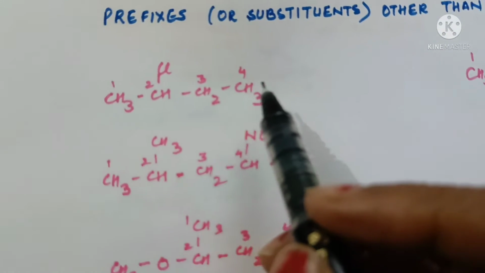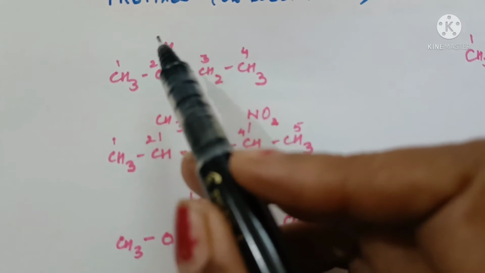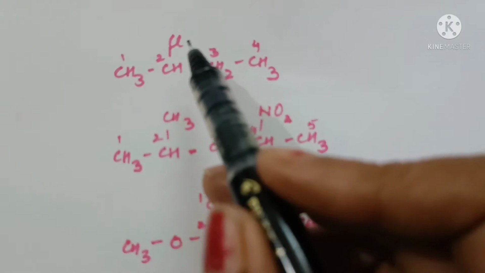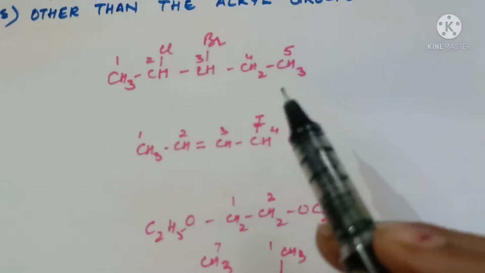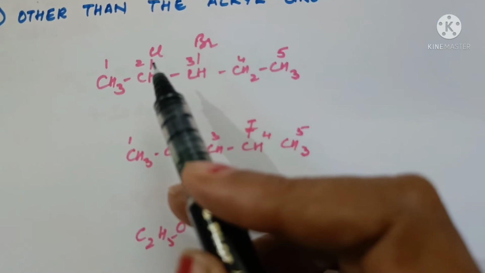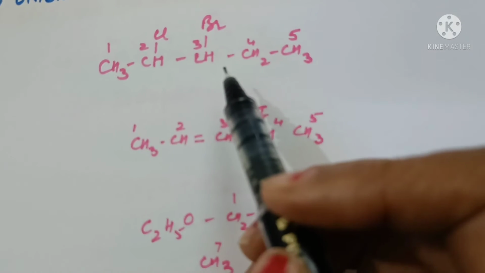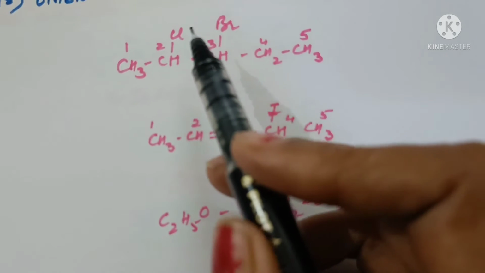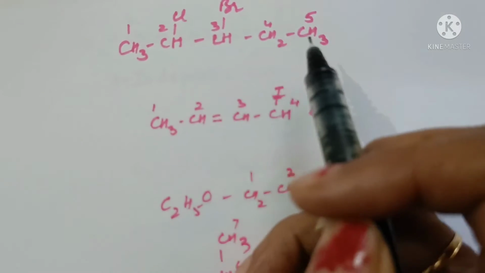The chain is of 4 carbon atoms. We start numbering from that end which is closest to the substituent. Substituent is chloro, so the name will be 2-chlorobutane. In this compound, the chain is of 5 carbon atoms. There are 2 substituents. Chloro comes at 2nd position, bromo at 3rd position, but because bromo comes alphabetically first, so the name will be 3-bromo 2-chloropentane.